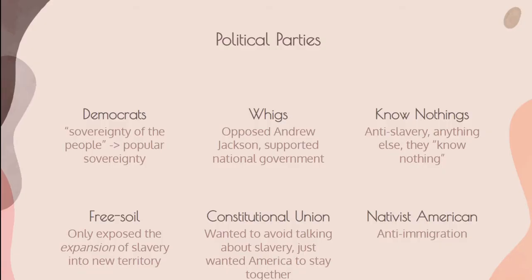The Free Soil Party opposed the expansion of slavery, that's why the Wilmot Proviso created that political party. The Constitutional Union wanted to avoid talking about slavery, they just wanted America to stay together. At this time, they didn't have much significance, but later on, when we see a two-party system, this is sort of a popular party to get into, where they don't want to talk about it at all. And the Nativist American, there's anti-immigration, that's sort of all they stand for.